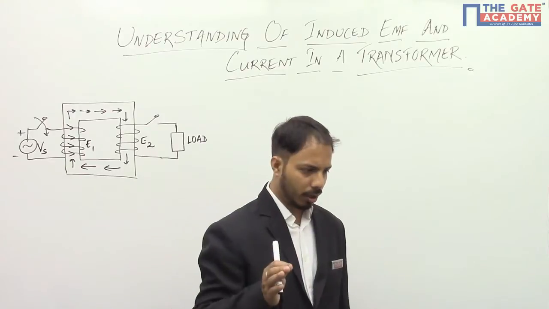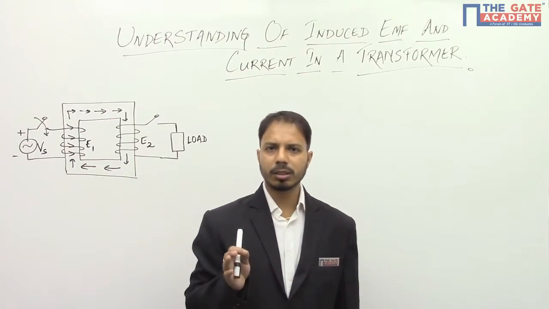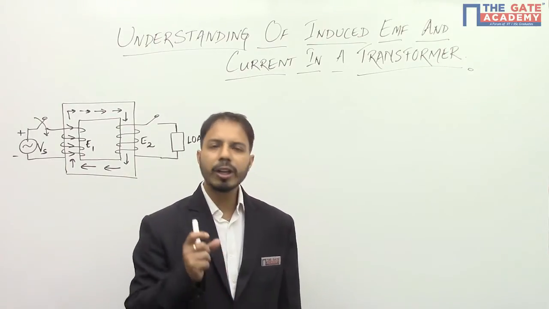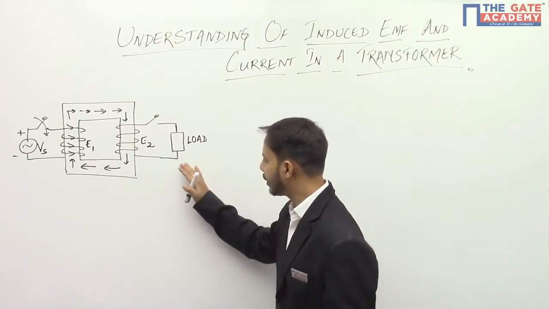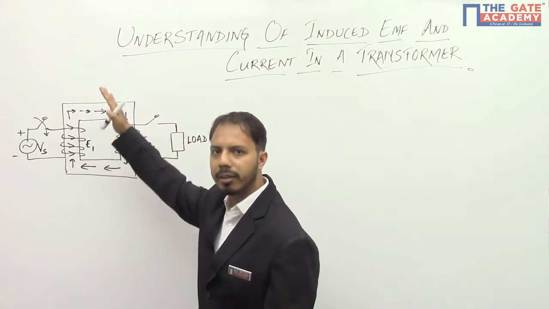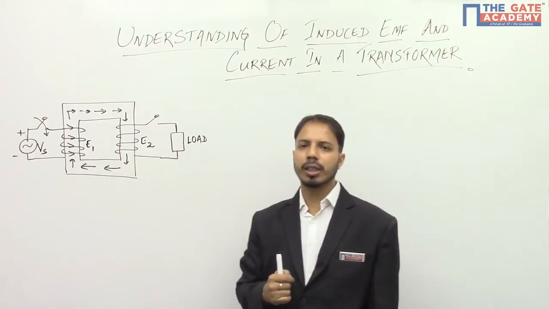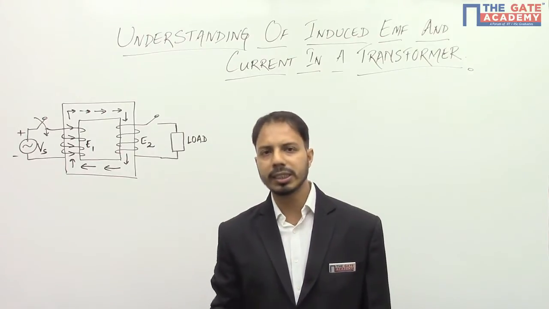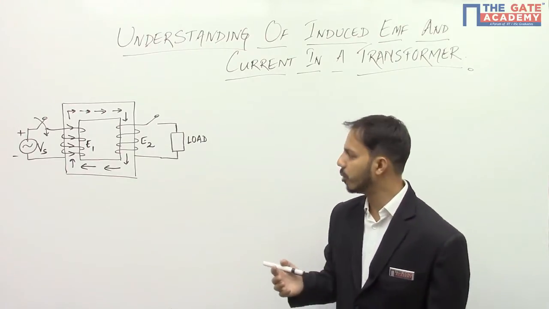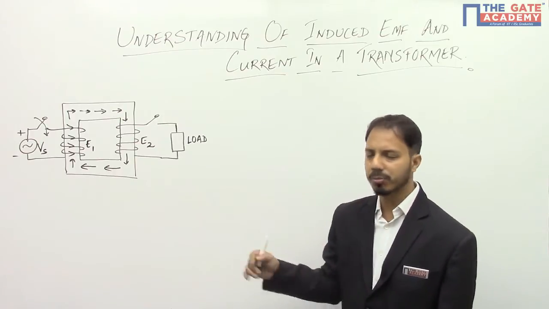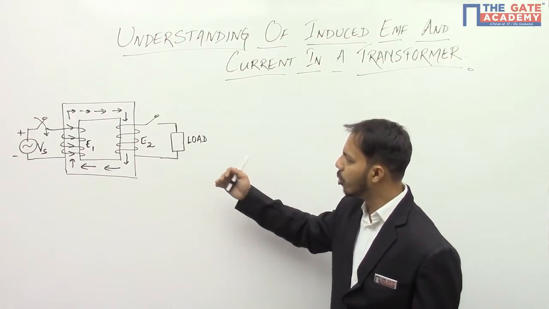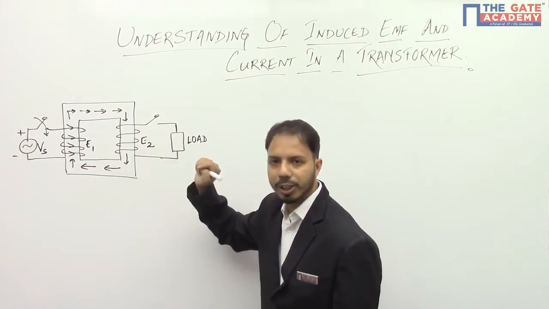I'll start from the very basics. We know that whenever we connect a load to the secondary, the primary current rises. We all know it, but the reason is why. That is what we will be understanding here. We'll start from that point, and then gradually I'll go to the direction of the induced EMF.